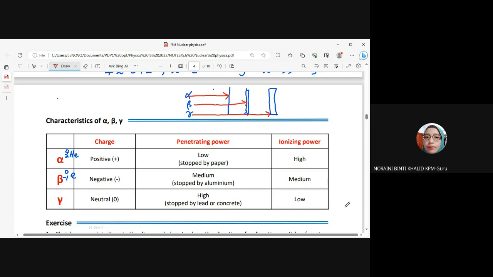Okay, ada soalan you tanya saya terus je buka mic, boleh buka mic.